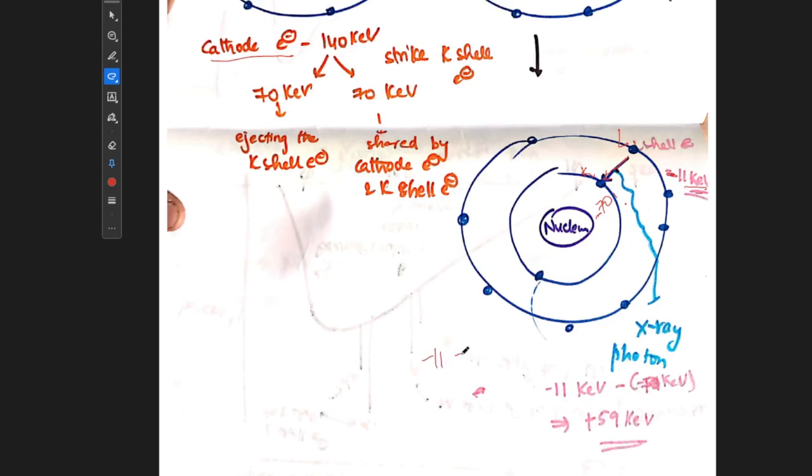So if we subtract both of these energies, 59 kilo electron volt of energy is released in the form of X-rays. So this 59 kilo electron volt of energy is released as X-rays when there is a transition of an L shell electron to the K shell.